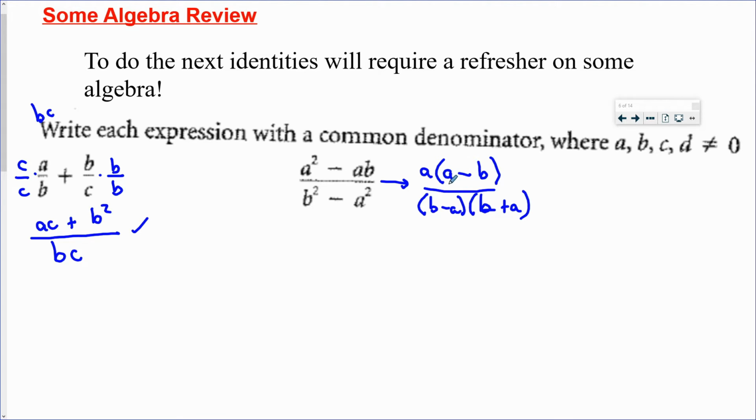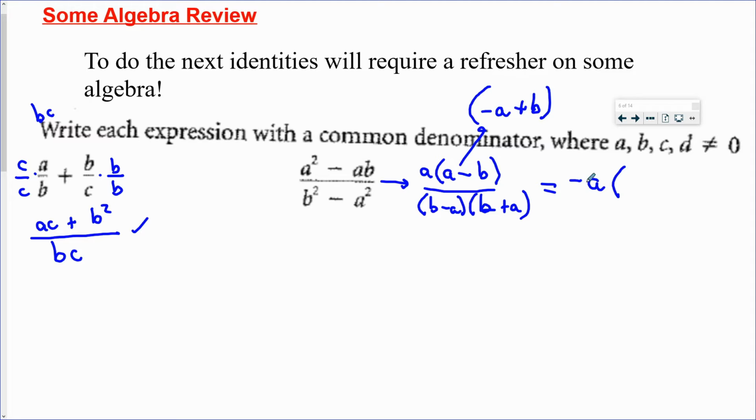And the answer is yes. Remember that trick where you can pull out the negative and switch the order of 2 terms? So I can pull out a negative here, make it negative a. And if I pull out the negative, then over here I'm going to get negative a plus b, right? As long as I multiply that negative back in, I'm back to where I started.